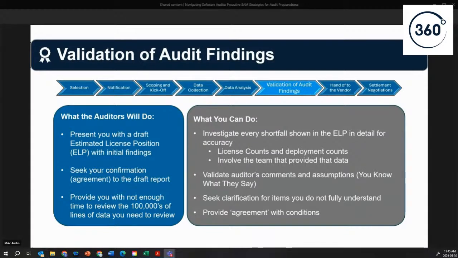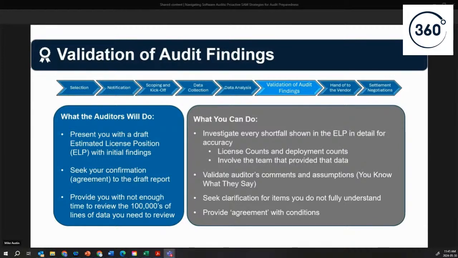Okay. So then what'll happen is once that's done, they're going to send you back this license position. They're going to seek your confirmation and agreement on it. And they're going to provide you with not enough time to review it.